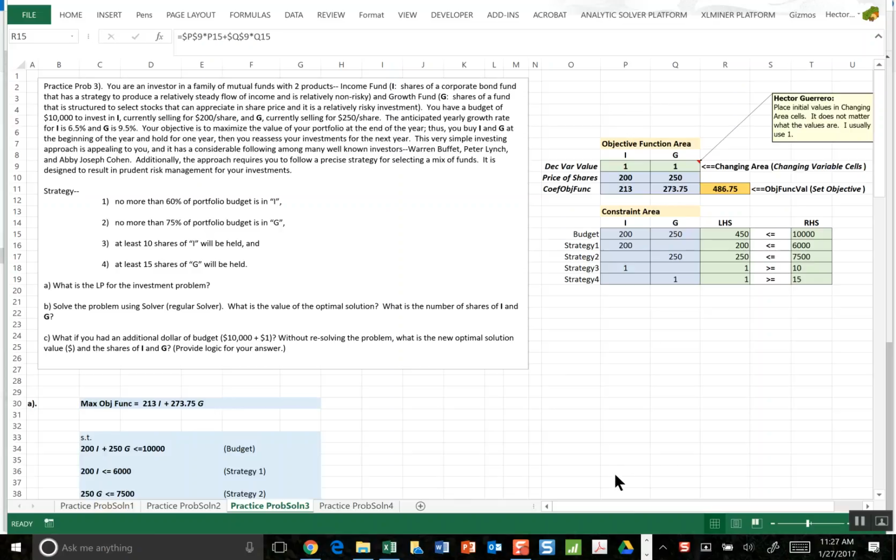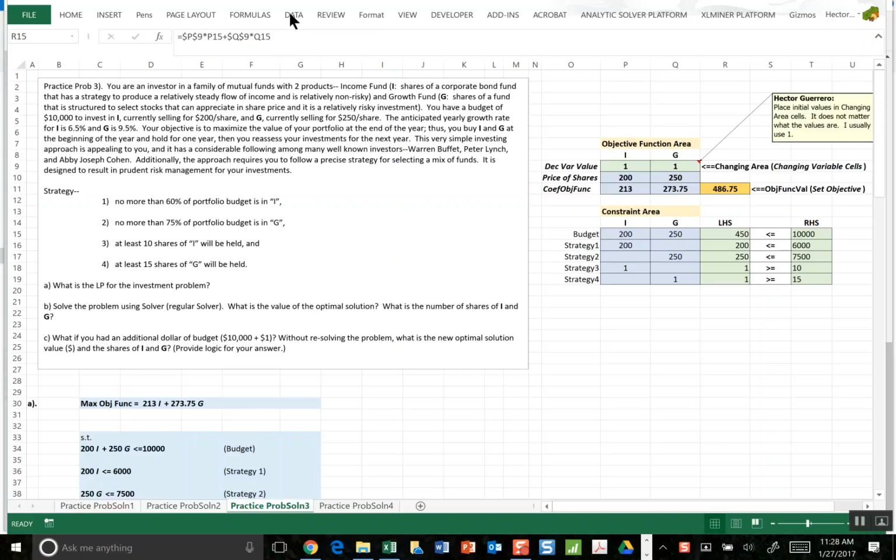We're back to problem 3, and in part 1 we solved the problem. We created the linear program over here. We solved the program and we found that our solutions were going to be 12.5 and 30.